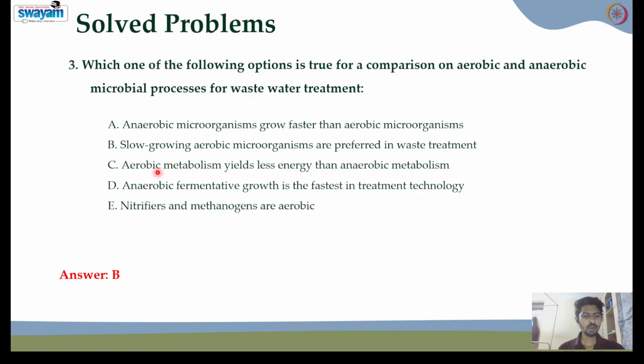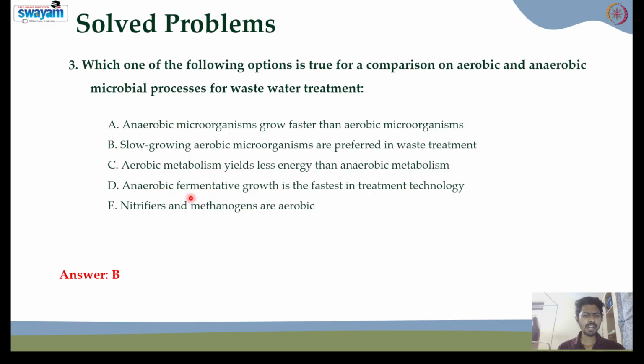And option C, aerobic metabolism yields less energy than anaerobic metabolism. This is also false because in aerobic metabolism, we all know that oxygen acts as an electron acceptor, right? So if you have gone through the lecture week 3 and week 4, we have studied the redox potential of different electron acceptors, and among those, oxygen yields higher energy than the other electron acceptors. So aerobic metabolism often yields higher energy.